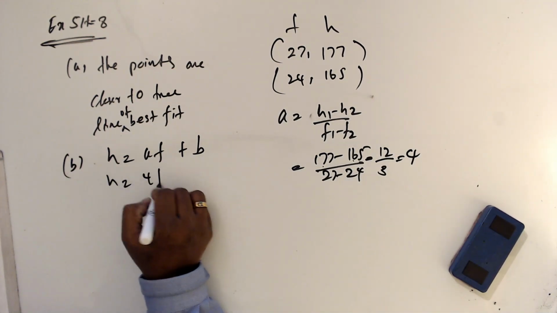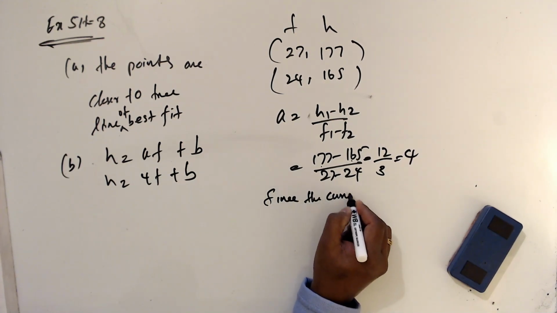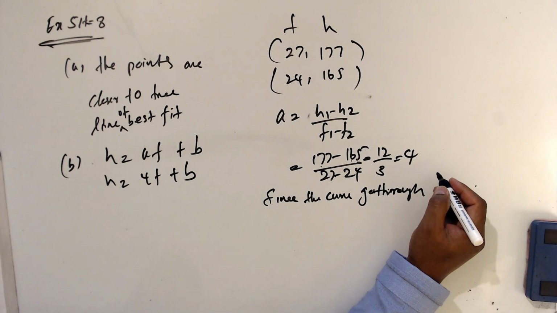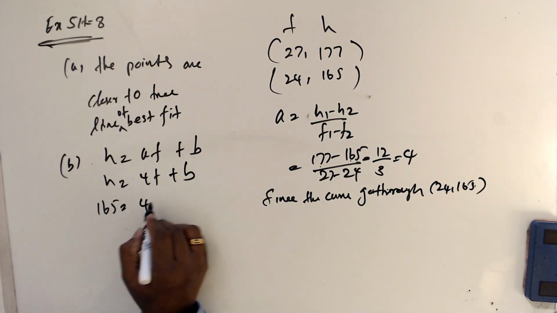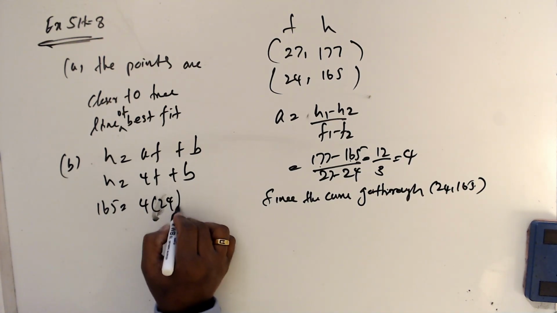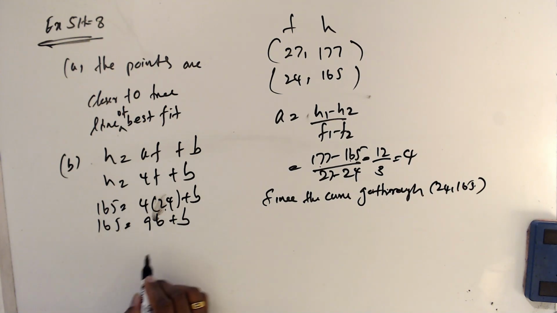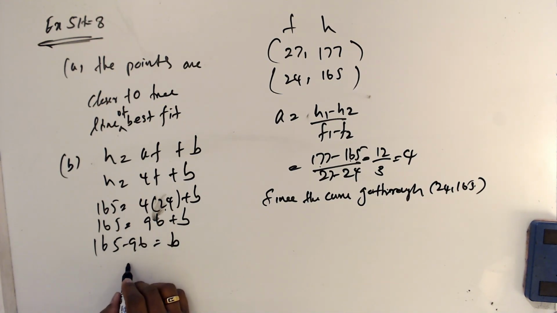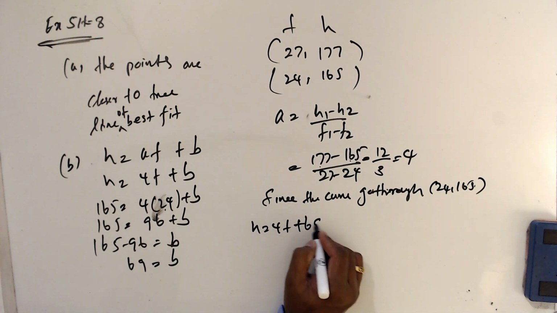Now h equals 4f plus b. Since the curve goes through 24, 165, we can substitute: 165 equals 4 times 24 plus b. Then 165 equals 96 plus b, so b equals 69. So the formula is h equals 4f plus 69.